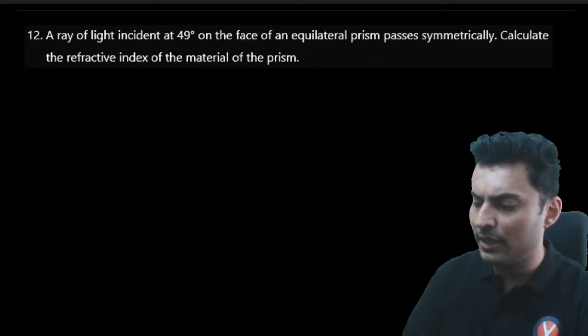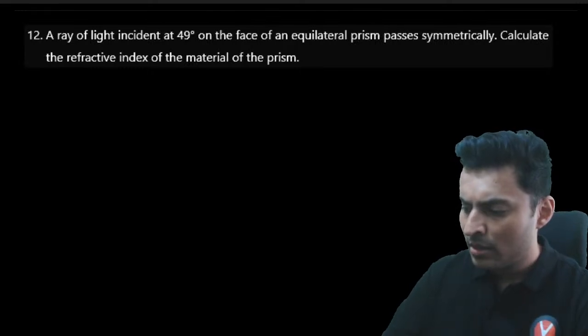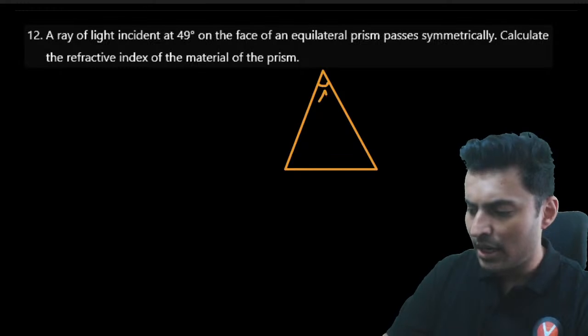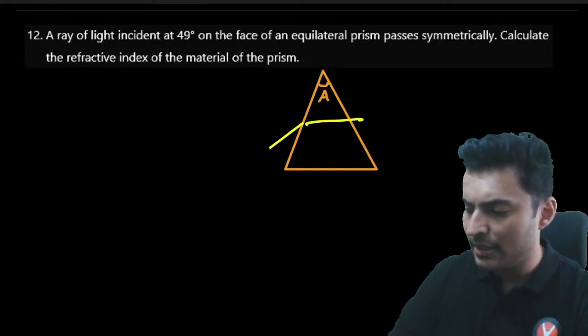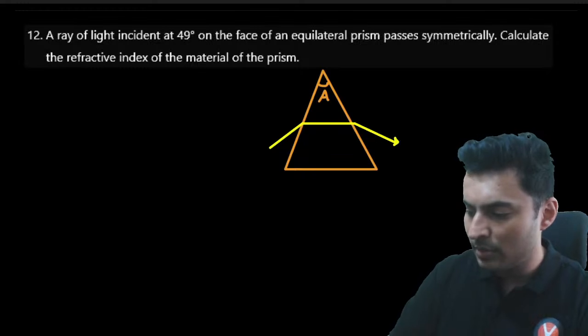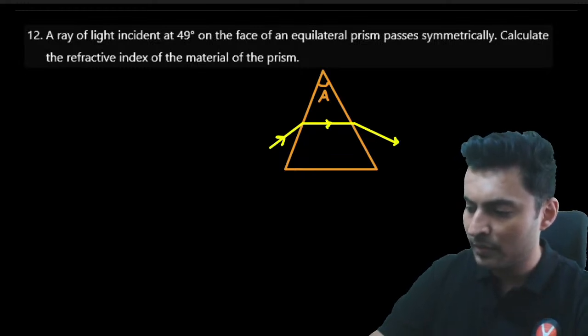A ray of light is incident at some angle on a prism. Symmetrically, calculate the refractive index of the material of the prism. If you talk about the prism, something like this, this is the angle of the prism. The ray of light enters symmetrically. That is given. That means minimum deviation is occurring.